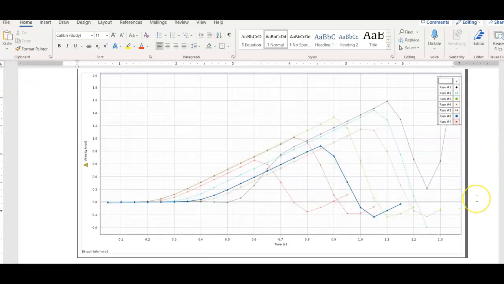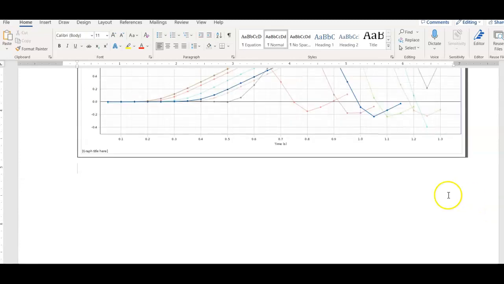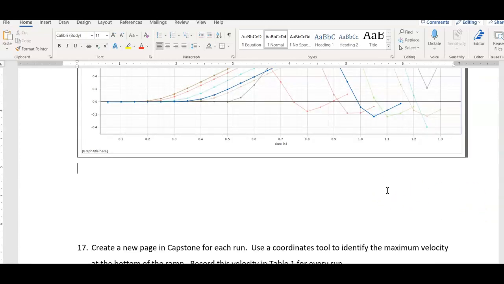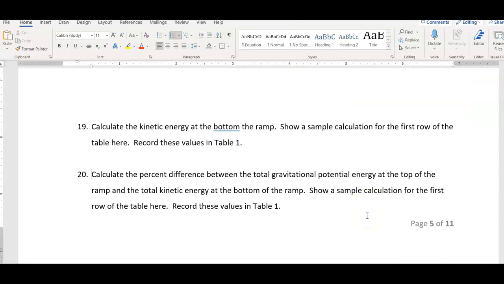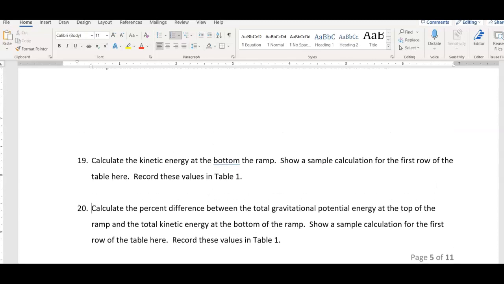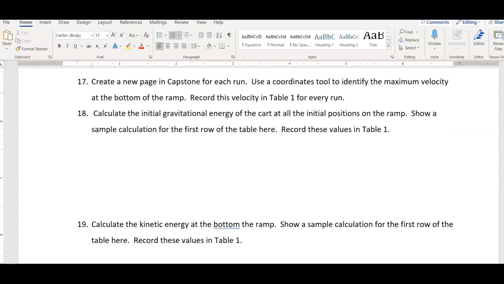Okay, and then just continuing here. The next step is, let's see, we've done these things. Oh, so we will need to show a sample calculation. We want to do that for anything.